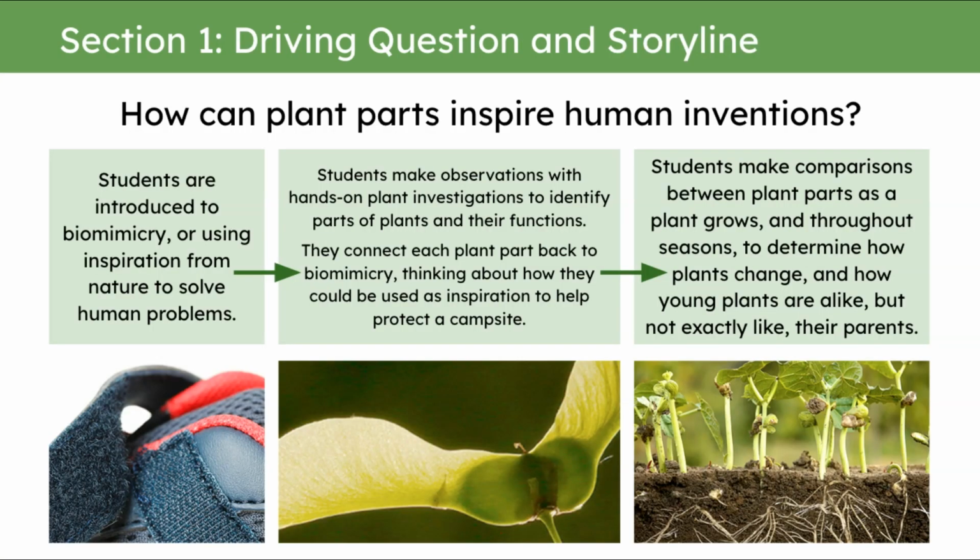The driving question for Section 1 is, how can plant parts inspire human inventions? Students connect to the anchoring phenomenon by exploring various biomimicry examples and the parts of plants. Students are introduced to the concept of biomimicry and how it can be used to solve problems humans face. Students then make observations with several investigations to identify plant parts and their functions. They reflect on how each plant part can be a part of a solution to protect a campsite. The section concludes as students compare plant parts as they grow and seasons change. They determine how plants change and how young plants are alike but not quite identical to their parents.